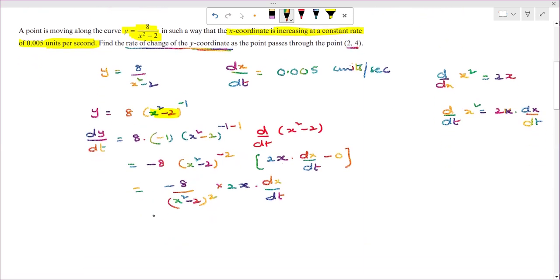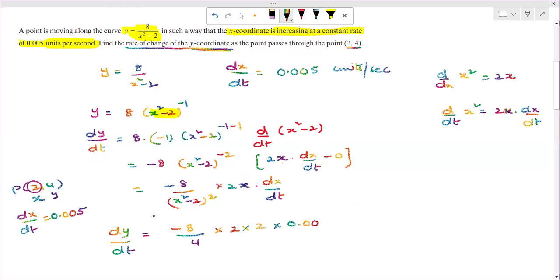Then we have to find dy by dt when x is equal to 2, y is equal to 4. At this point, they said our point is 2 comma 4, x is equal to 2, y is equal to 4, and dx by dt is given as 0.005. The x value is 2 and dx by dt is this one. So we need to find dy by dt. So dy by dt is equal to minus 8 by, x is 2, 2 square is 4 minus 2, then 2 square is 4, into 2 into x is 2, again dx by dt is 0.005.